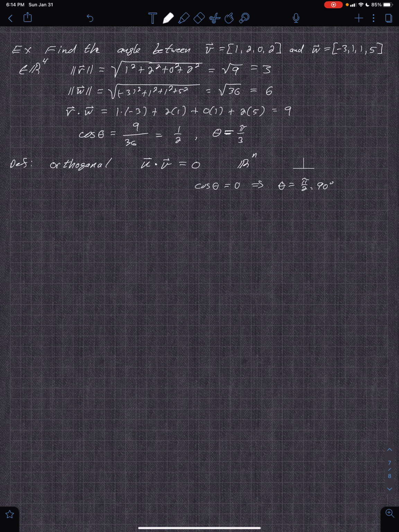All right, so then let's go on to two more really important theorems. The first will be the Cauchy-Schwarz inequality, 1.4, Cauchy-Schwarz.